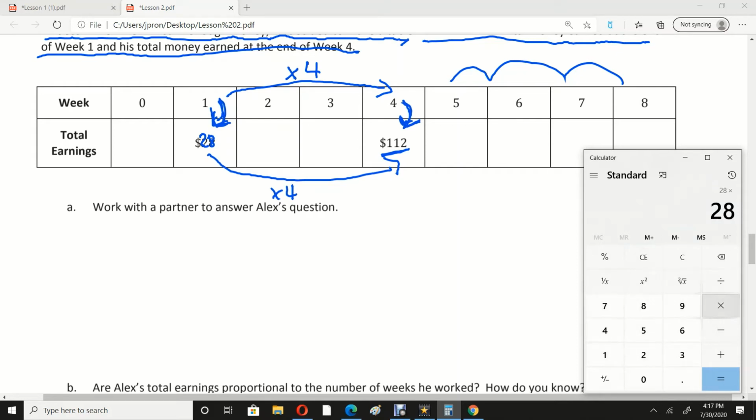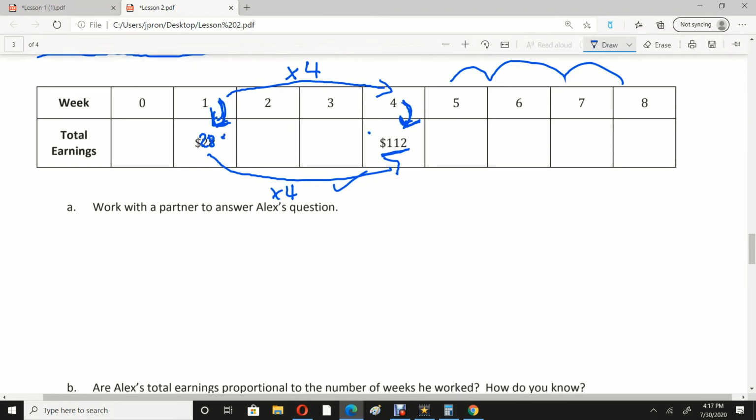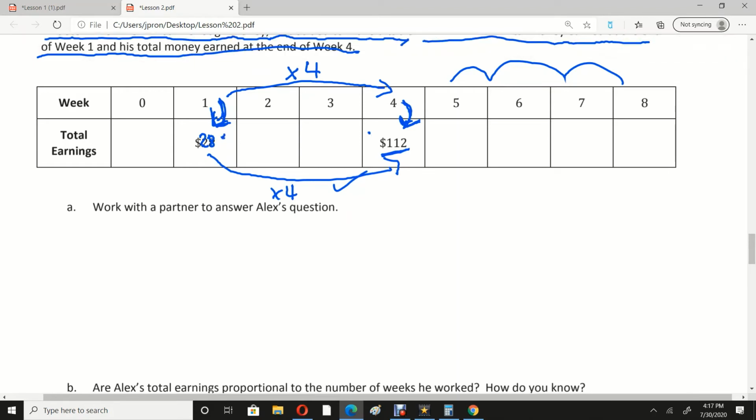28 times 4. So far, check. Alex's earnings are proportional, right? And we only have these two to work with. So based on that, we can assume that, yeah, Alex's earnings are proportional. So yes, it is proportional. I'm just going to write a little yes right here. Right now, we'll come back down and we'll answer that problem more thoroughly. How do you know? You look up there. Okay, great.